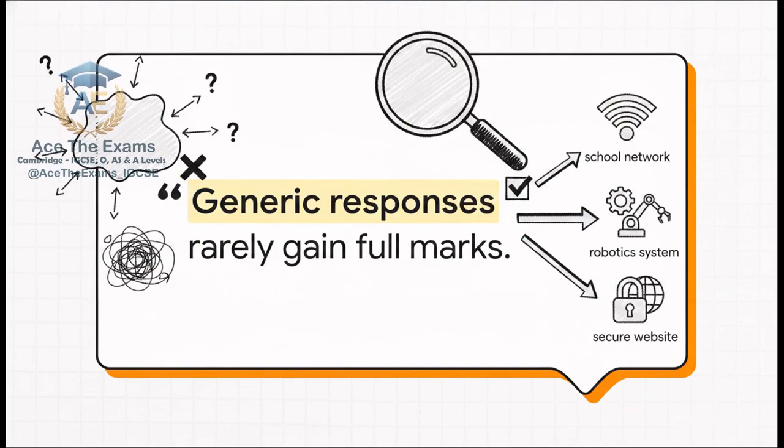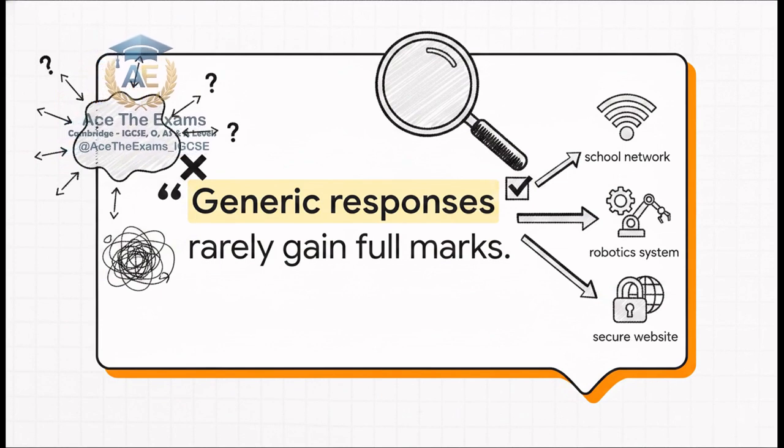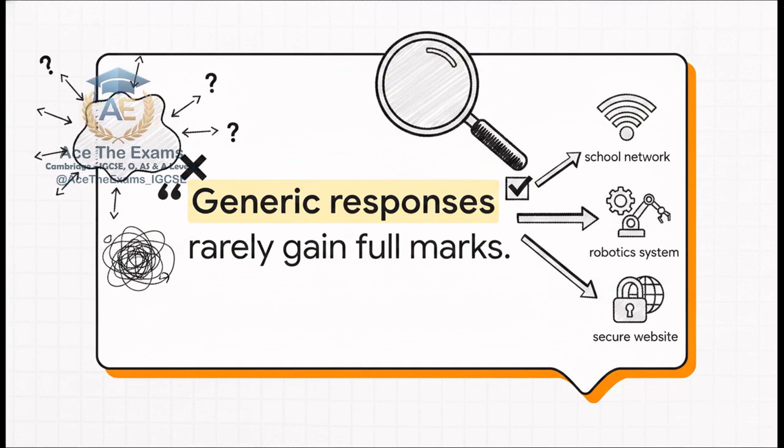Because here is the harsh reality straight from the examiner's desk. Generic responses rarely gain full marks. Answers must anchor to the given context. Writing down everything you happen to know about a topic without any specific direction is a huge mistake. If the exam question gives you a context, say it's a school network, or a robotic system, or a secure website, your generic memorized definition is completely useless unless you anchor it directly to that specific scenario.